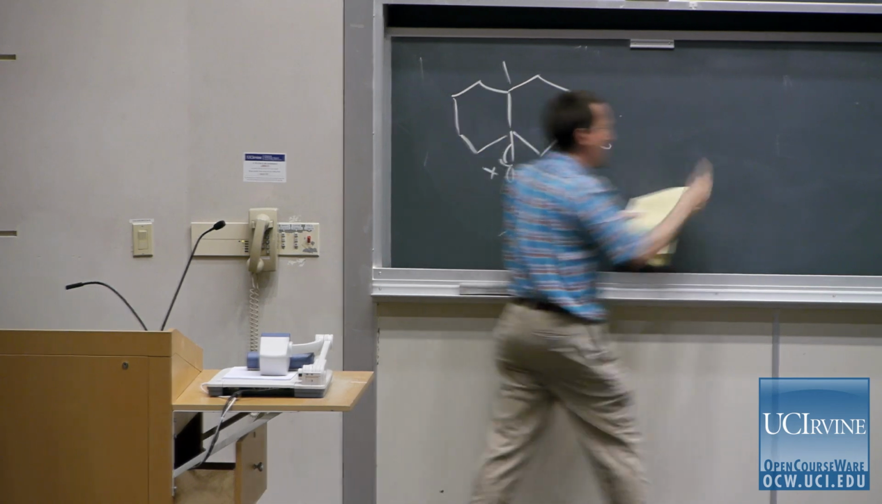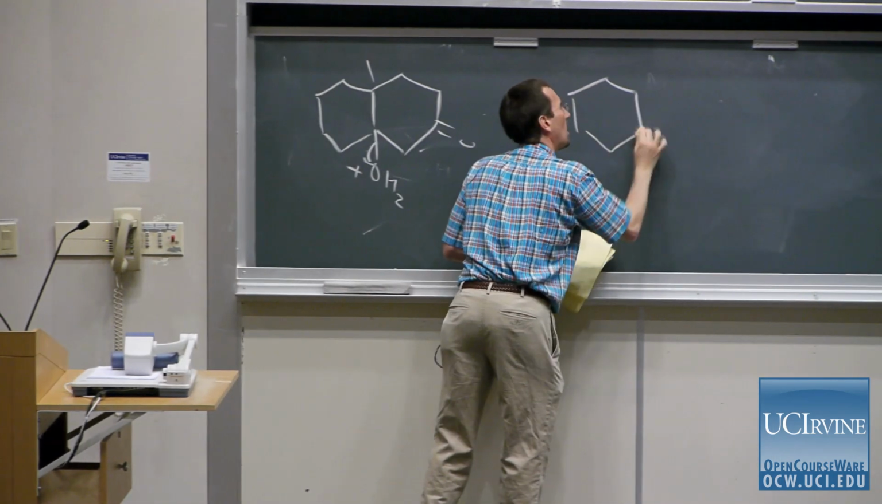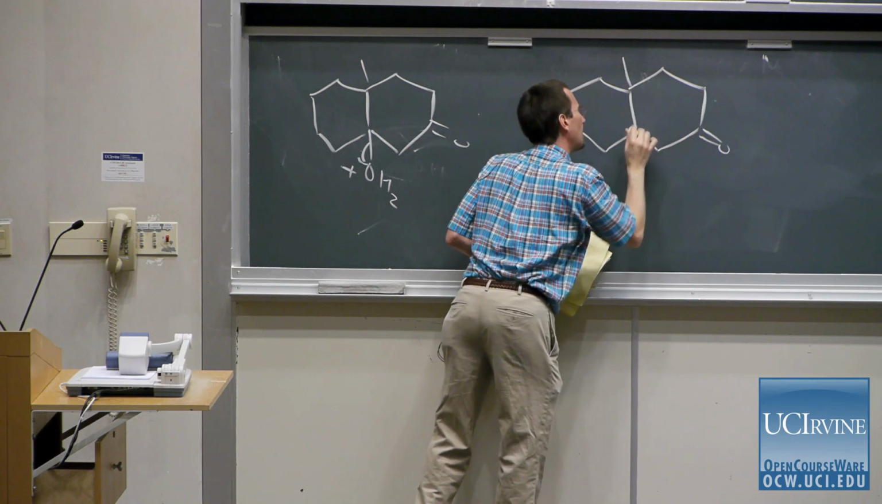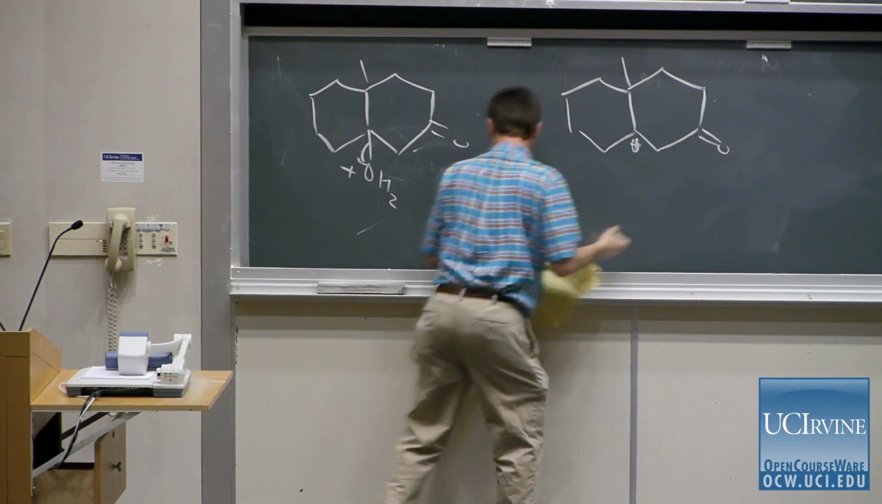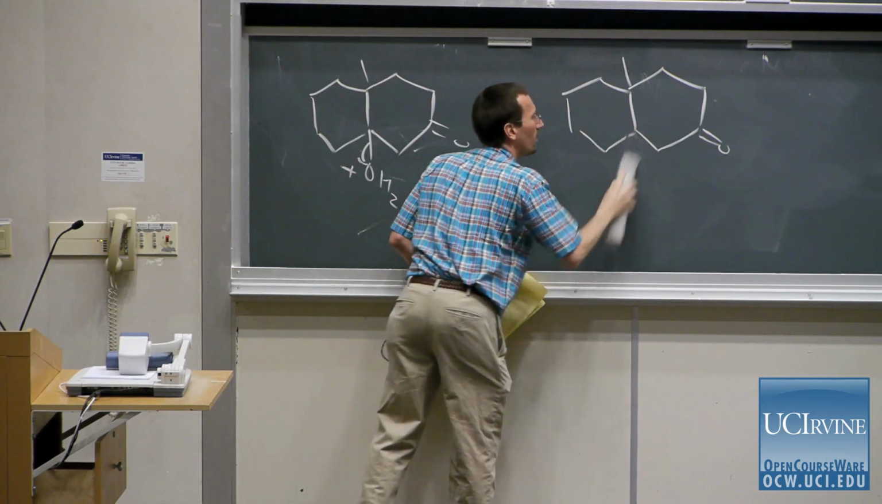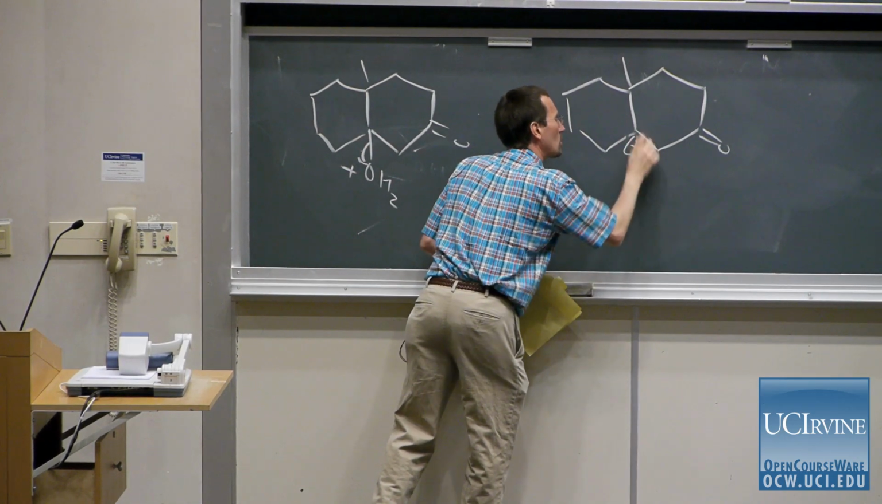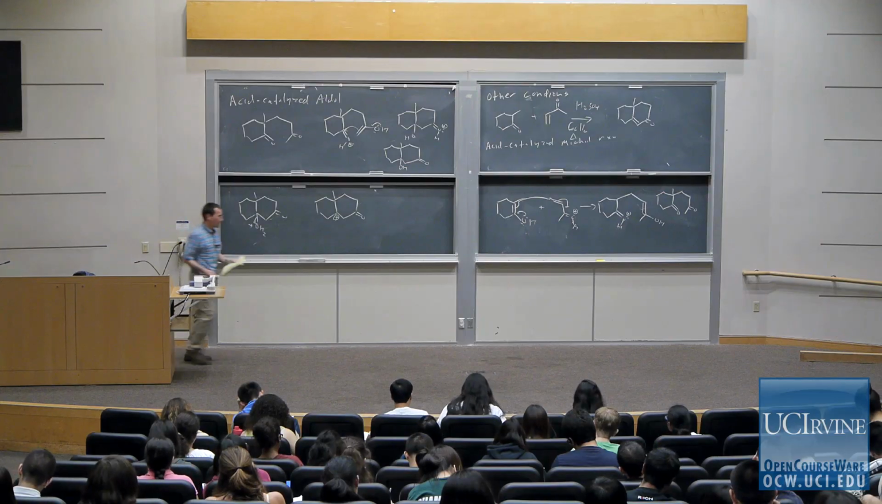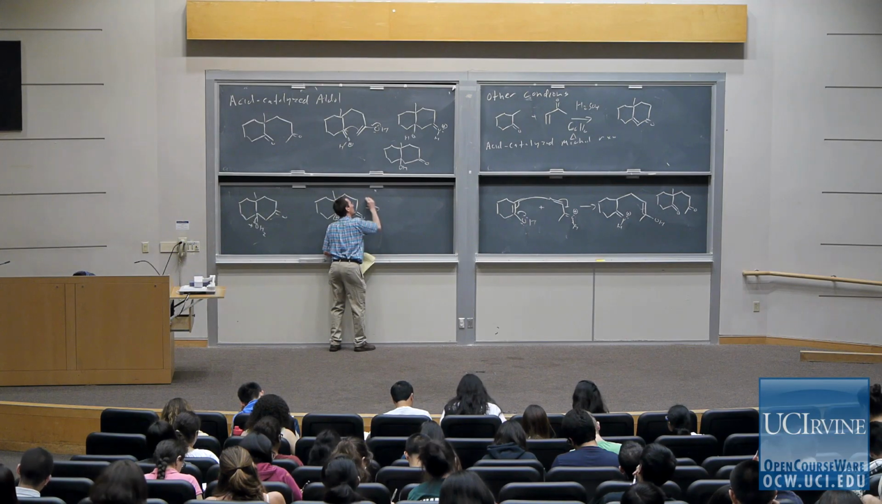And so now again in this sort of sketch of a mechanism, that sets us up for carbocation formation. That's a positive charge over here. And then that sets us up for loss of a proton. So I'll just write minus H plus.